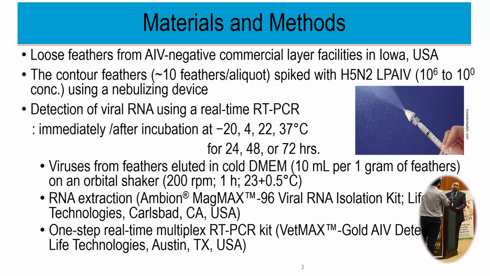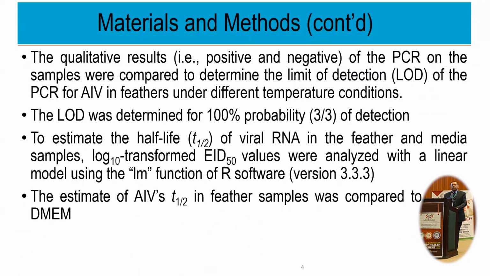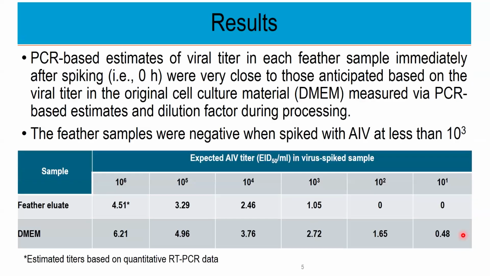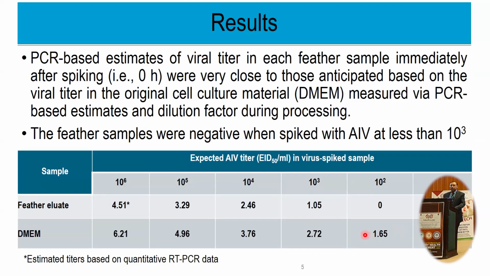We used RT-PCR on these spiked samples and detected the RNA from these virus-spiked samples. Later on, we found out the limit of detection of our PCR, and then we also used statistical analysis, logistic regression, to find out how our spiked feathers were doing in terms of virus detection. We found out that PCR-based estimates were close to what we expected. Once we spiked almost the same amount of virus, the same type of virus, we could detect it.